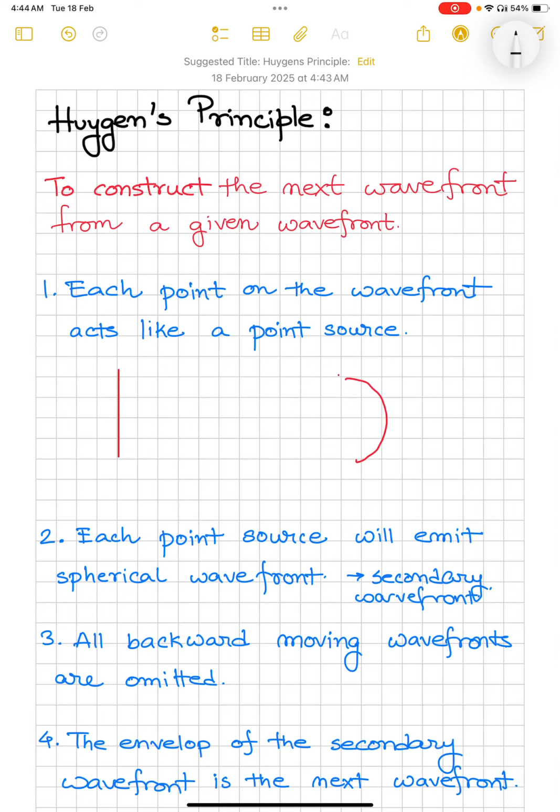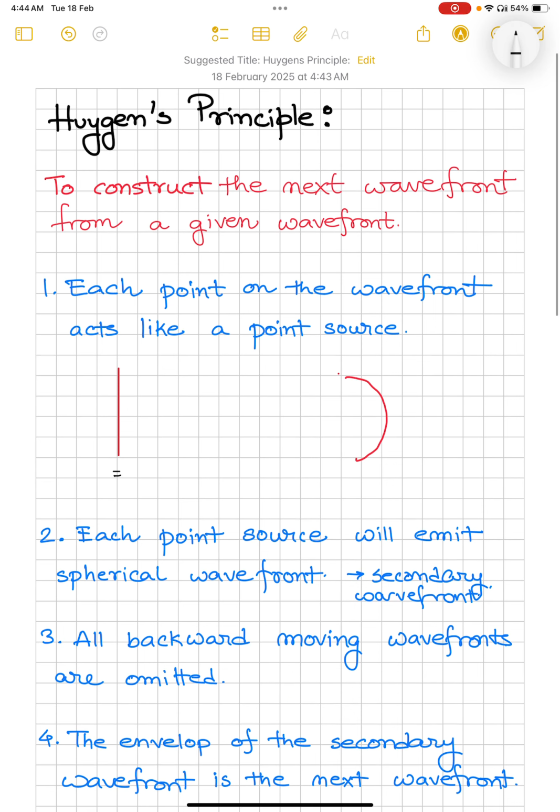Now we will study Huygens principle. What is Huygens principle? It is to construct the next wavefront from a given wavefront. Now, how to do that? Suppose this wavefront is given. For example, a spherical wavefront is given.